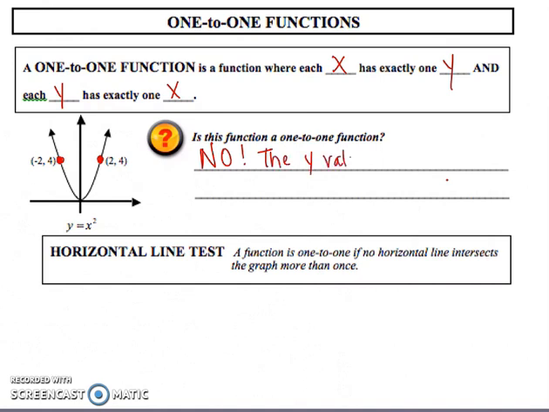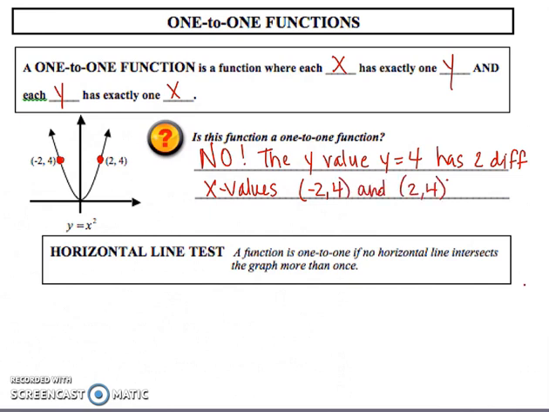The y value, y equals 4, has two different x values because we've got the ordered pair -2, 4, and we've got the ordered pair +2, 4. So no, this function is not a one-to-one function.